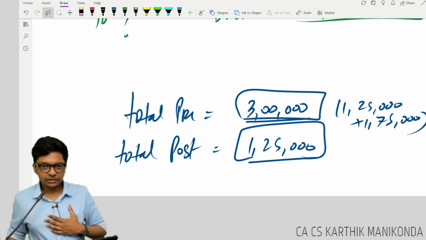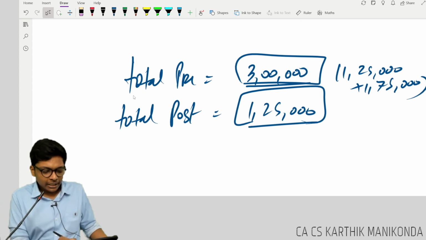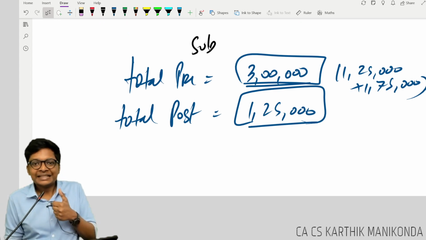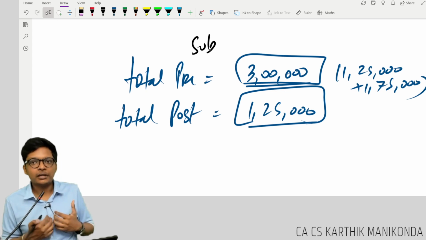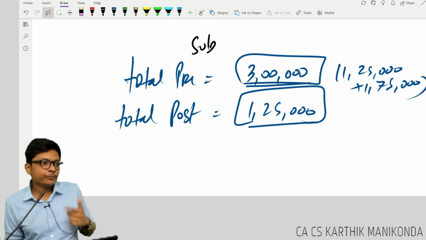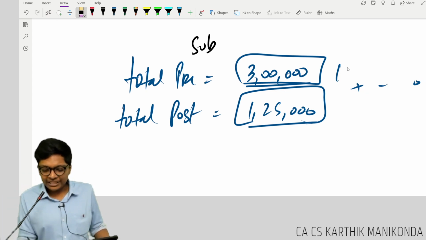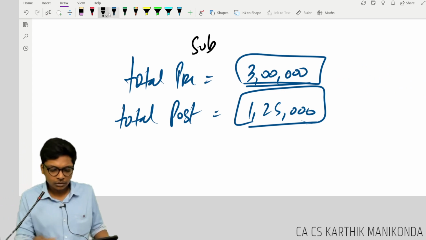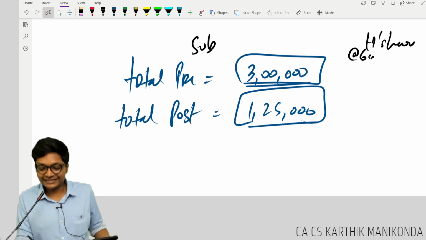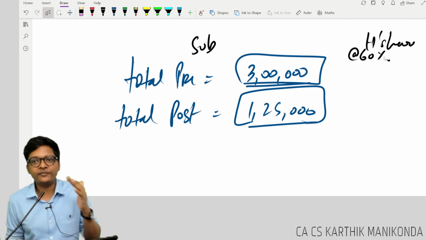Are you following, guys? Now, in this total pre and total post of subsidiary, what belongs to holding is only 60%. Always remember, when you are doing computation for holding, take only holding share. Very important. That's one common area where we miss out. So in this, holding share is how much? H's share at what percentage? At 60%. Very important, because the remaining profit doesn't belong to me.